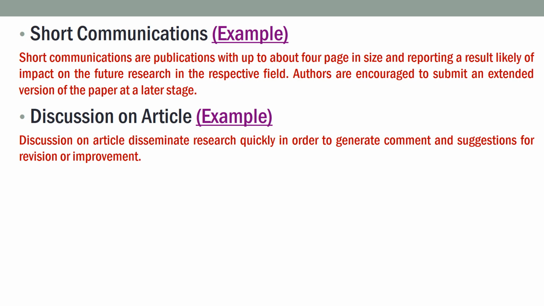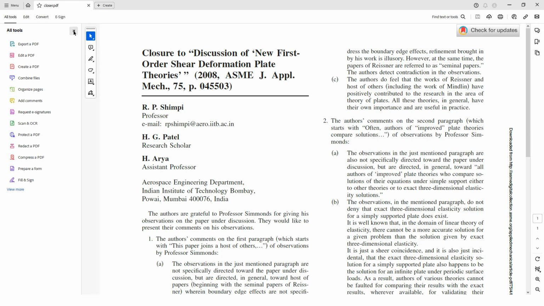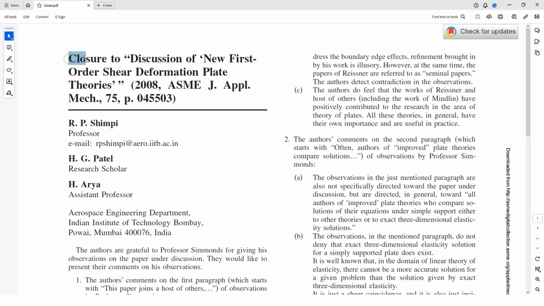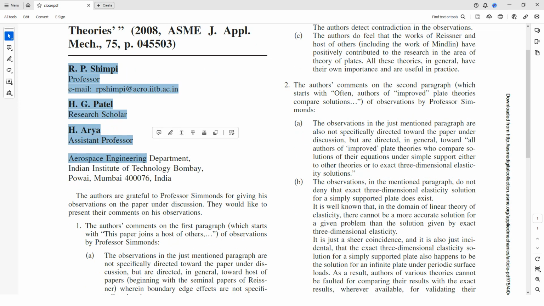And that query, if you are addressing the solution to a query raised by any author, that you can publish as a closure of article. So the next type is closure of article. It is the answer to a query raised by any author on your paper. So with the same example we'll see here. If you look at this, now what is this? This is closure to. Closure to what? Closure to the discussion published by Professor Simmons on this article. So whatever queries were raised by Professor Simmons, Shimpi, Patel and Arya have addressed those queries.